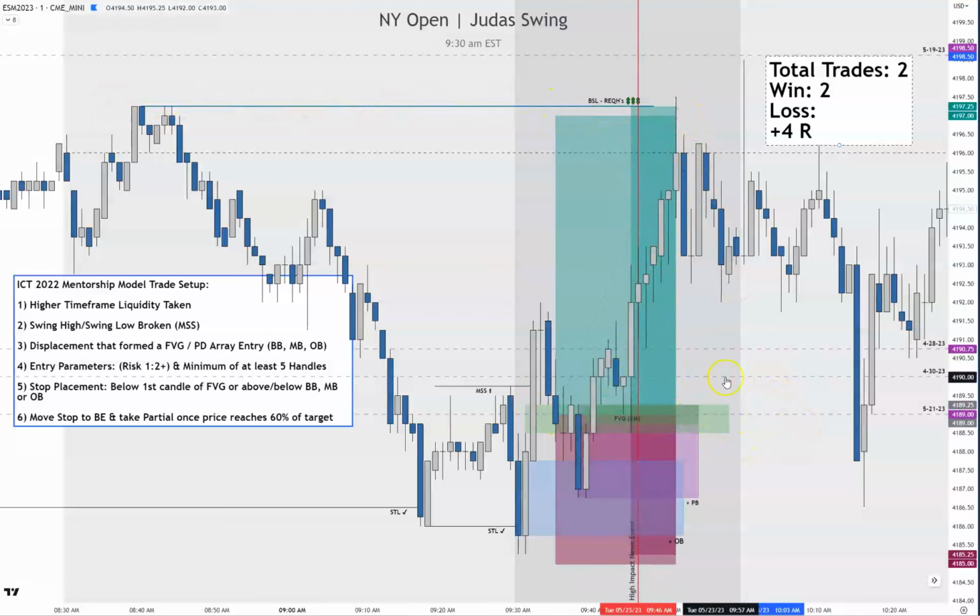There's your opening range trades. 2 setups, 2 different ways of entering. That's your New York Open on May 23rd.